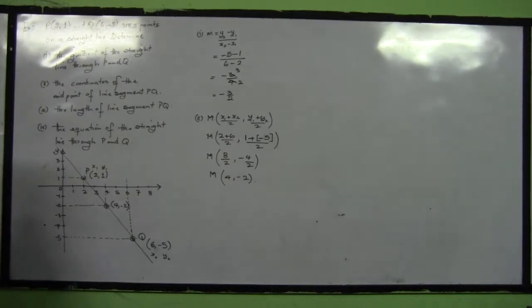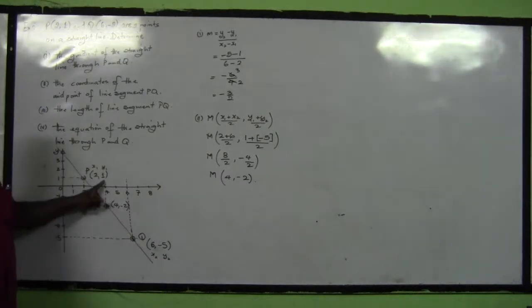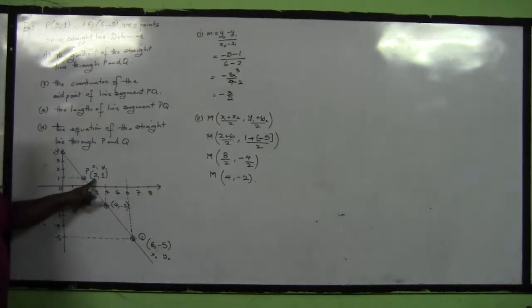Y2 is 5. And Y1 is 1. Sorry? Y2 is negative 5. Yes. And Y1 is 1. Yes. X2 is 6. Yes. And X1 is 2. Yes. So, alright, remember that there was a different point there. We moved it. Q was a different value. We changed it. Okay.